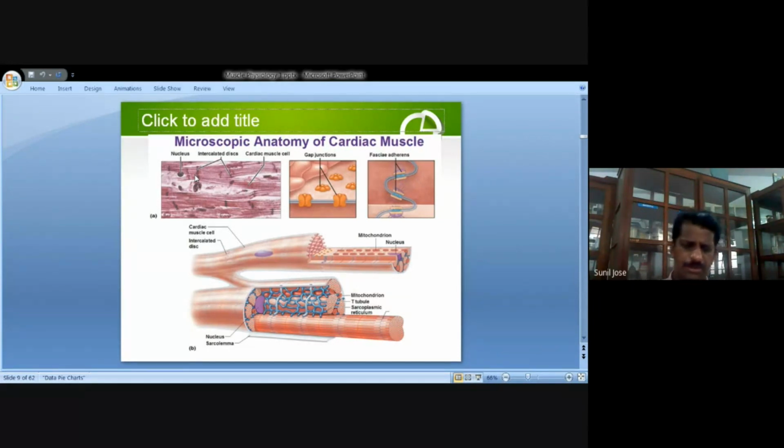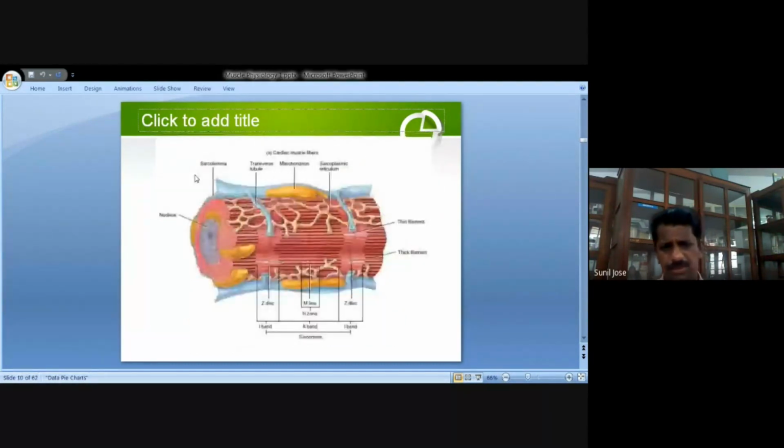Now we go to the third type of muscle. Before that, there is one more picture of the cardiac muscle. Here you can see the cardiac muscle. The nucleus of a cardiac muscle is here. The banding pattern is clearly shown here. This is the thin band, and this is the thick band. One is a dark band, the other is a light band.